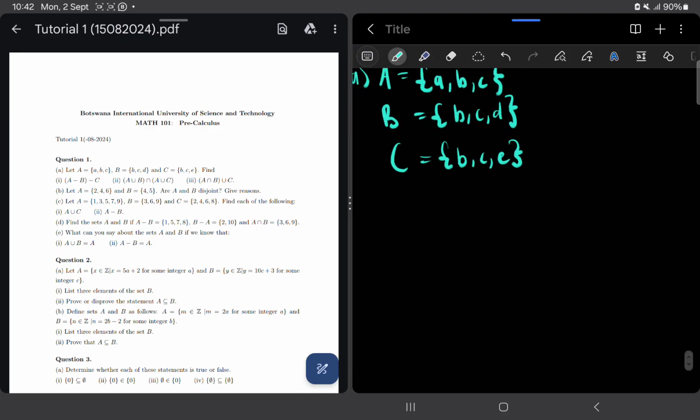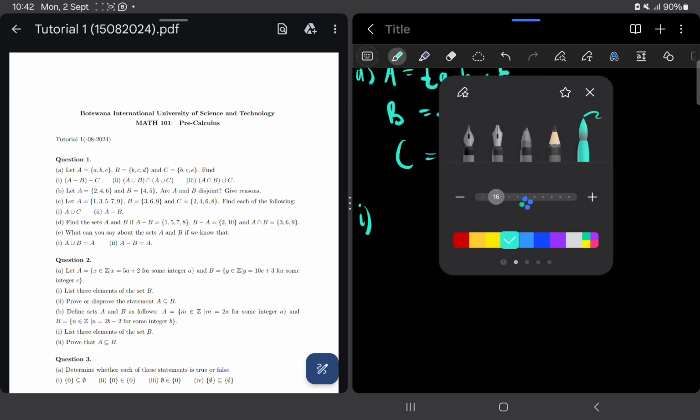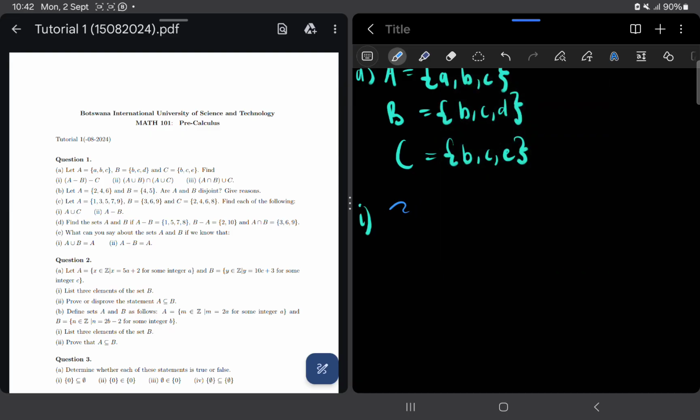Now, what do we do when we have reached here? We now go through the first thing, part I, which says find A minus B, then minus C. Whenever you see brackets, you always start with the things that are in the brackets. So that's what we have to do. We start with A minus B. We solve it separately. What is A minus B?